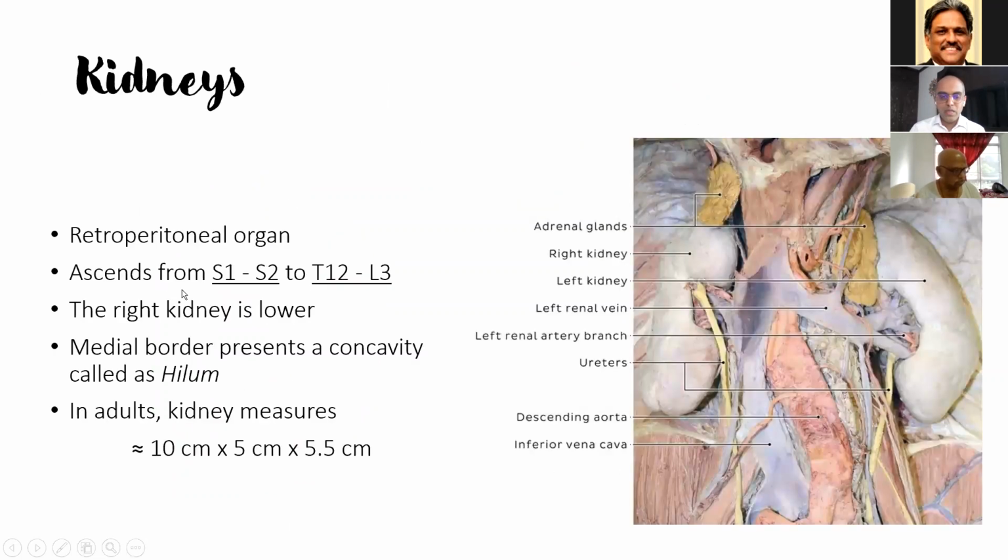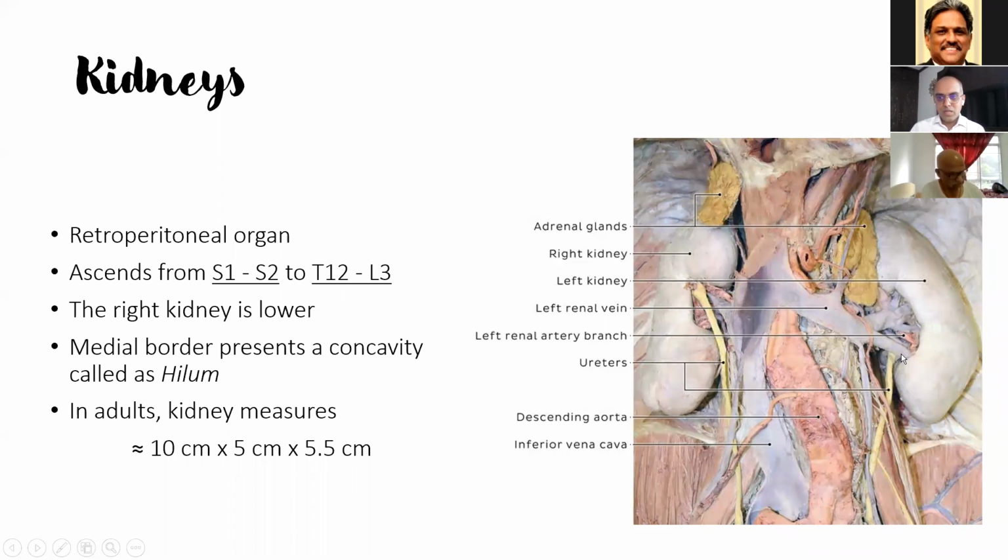So, coming to the introduction of kidneys. Kidneys, as we all know, are retroperitoneal organs. They ascend from S1 to S2 to their adult position at T12 to L3. The right kidney is relatively lower, owing to accommodating the liver. The medial border presents as a concavity called the hilum.